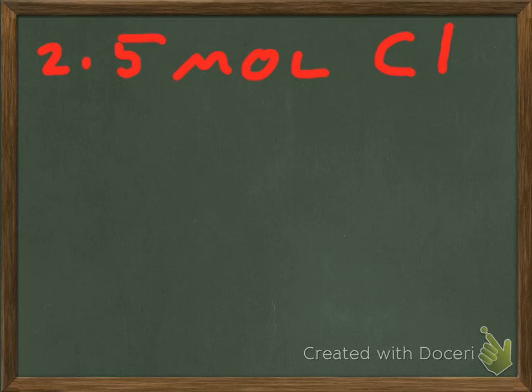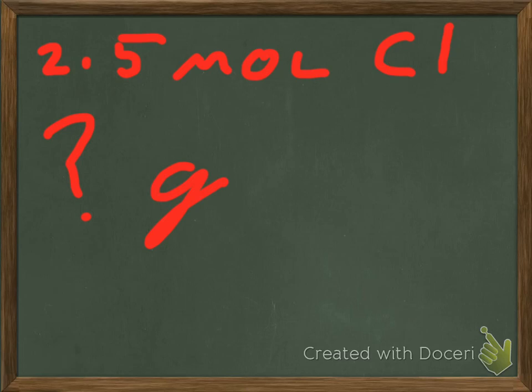So let's start with the first one. Let's say we have 2.5 moles of chlorine, and we want to know how many grams that is. So you want to convert from the 2.5 moles into grams. That's going to be our first problem for you to do, and I want to see the answer to that.